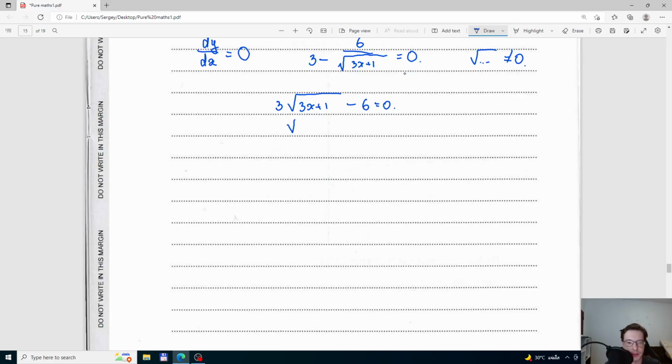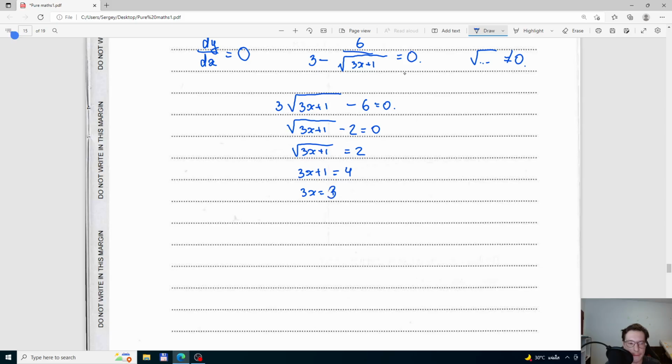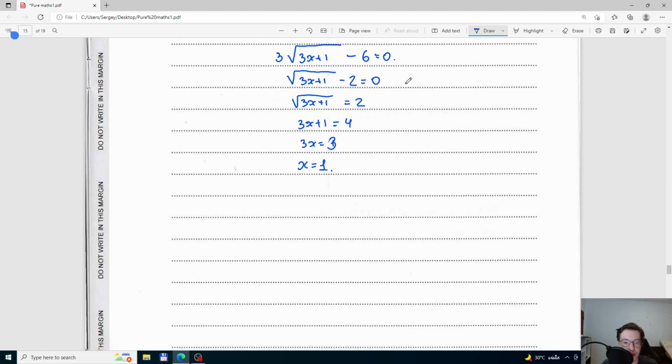So divide everything by 3. Now move 2 to the other side. Square both sides. Subtract 1. It's going to be 3. So x equals 1. That's going to be the x coordinate of the stationary point.